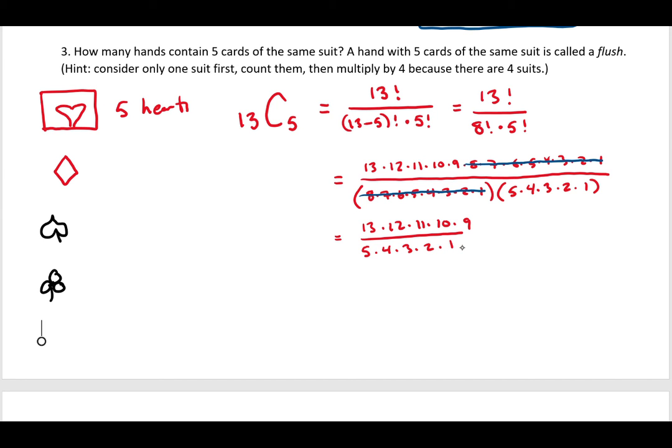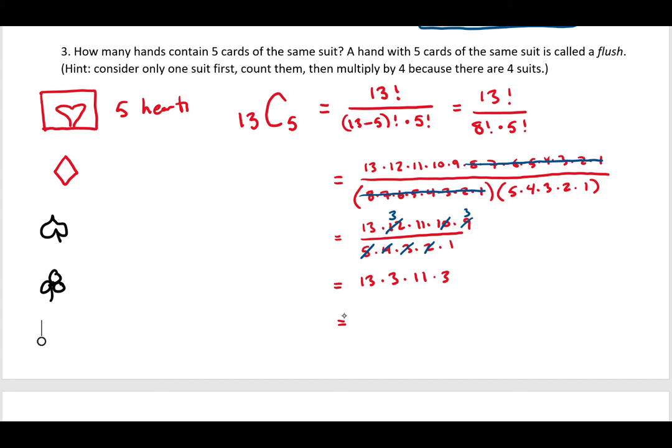We can go a little further even and say, okay, on the bottom, 5 times 2 is 10. So the 5 and the 2 on the bottom will cancel with the 10 on the top. 12 divided by 4 is 3. So the 12 over 4 becomes a 3. 9 divided by 3 is 3 as well. So that 9 on the top, 3 on the bottom becomes a 3. So we're left with 13 times 3 times 11 times 3.